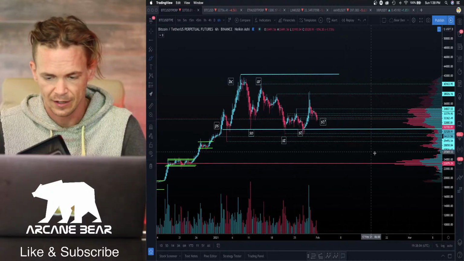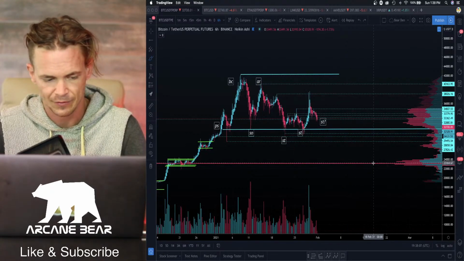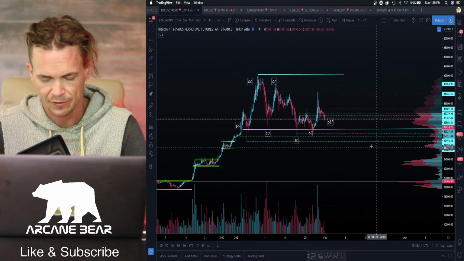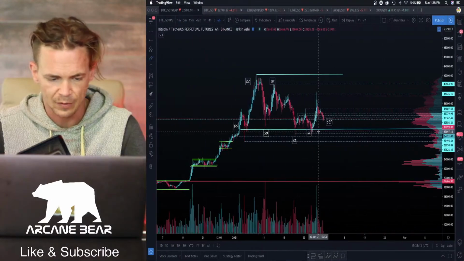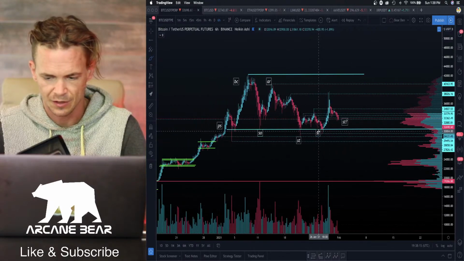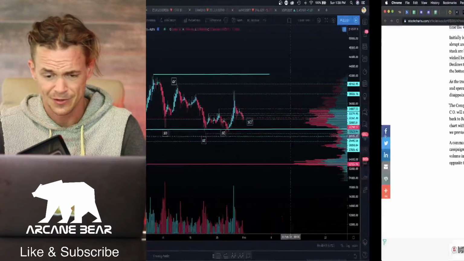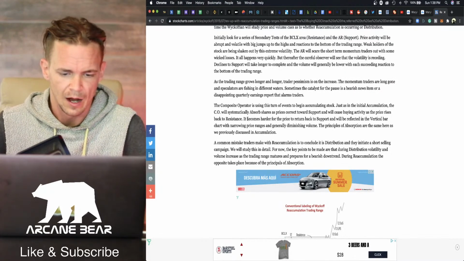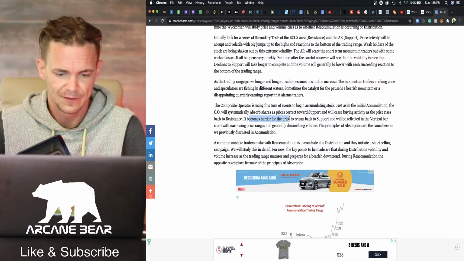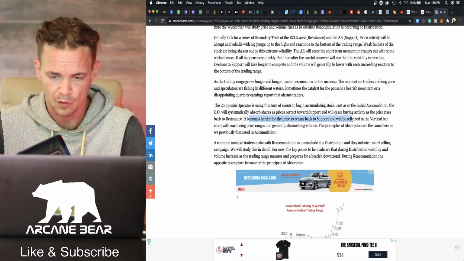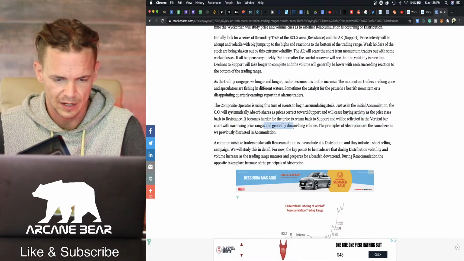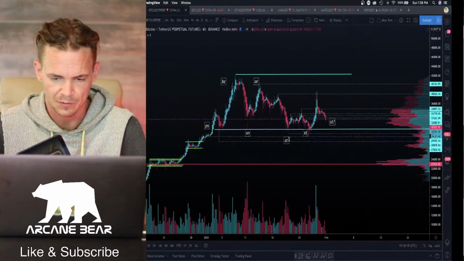This area, more specifically, the primary area of focal resistance or support would be at around $19,000 to $23,000. I think 23,000 is the much larger potential, and it would dip so quickly. I doubt you would even be able to get a buy off unless you already had it set. So if it's harder for the price to return back to the support, it will be reflected in the vertical bar chart. That's what we're looking at with the volume, and the price ranges will generally diminish in volume, again, which we were looking at here.